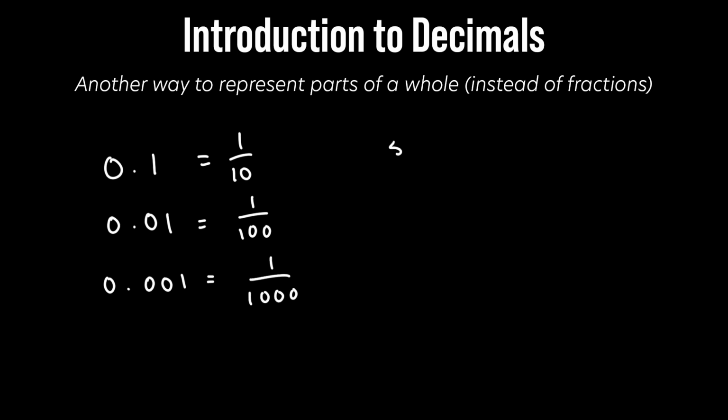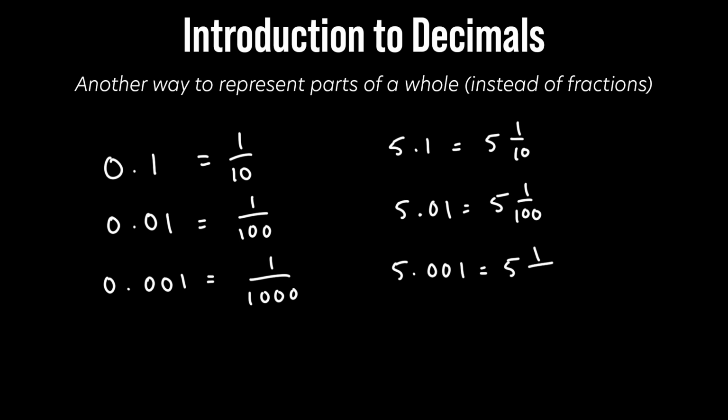So when you have a number like 5.1, you know that's equal to 5 and 1/10. Now, if you have a number like 5.01, then you know that's 5 and 1/100th. And if you have a number like 5.001, that's equal to 5 and 1/1000. So if you take 1,000 of 0.001, then this would be equal to 1.